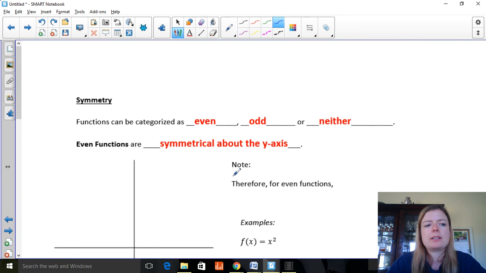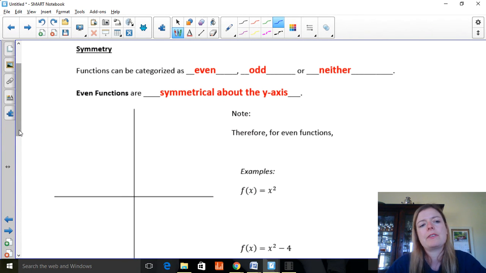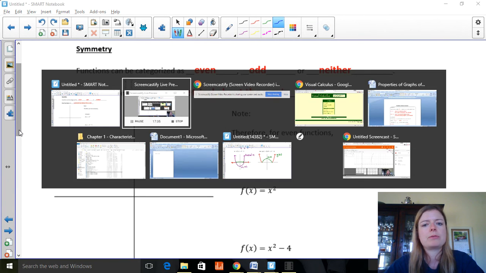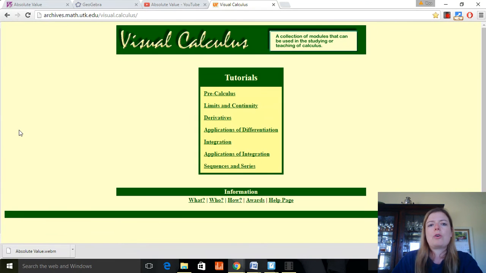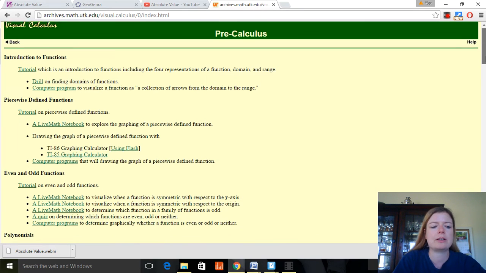Now we move on to symmetry, which is often the most complicated concept. Before I talk about it here, I'm going to go over to a website called Visual Calculus. You might want to take down the URL: archives.math.utk.edu/visual.calculus. You might want to bookmark this page for use later. We're going to go into pre-calculus because we're not there yet, right? And you can notice here there's an introduction to functions. You can check that out later.